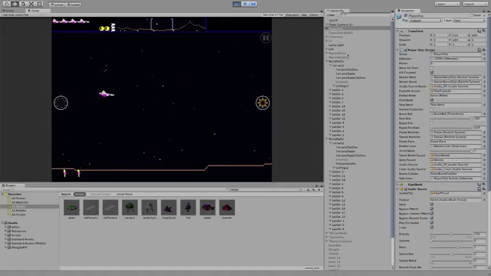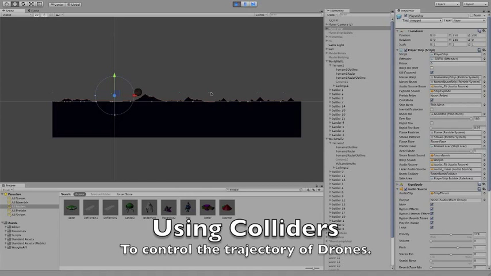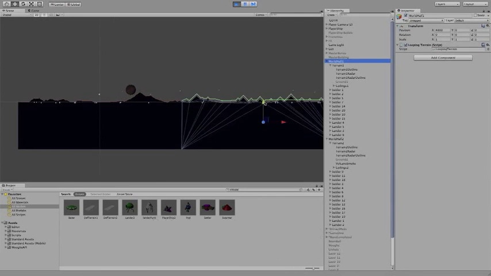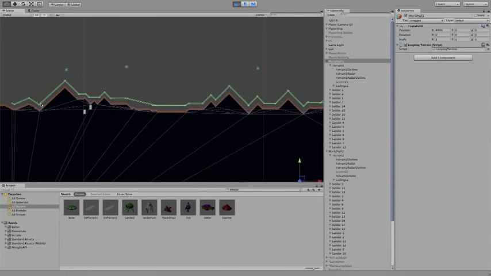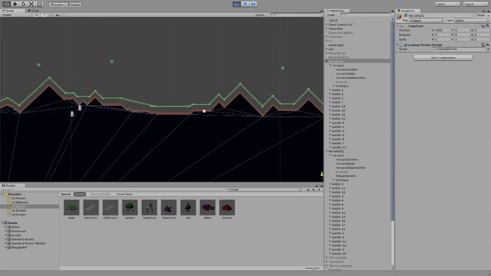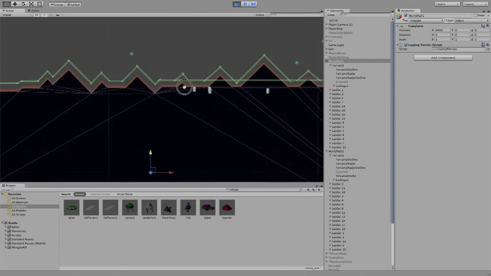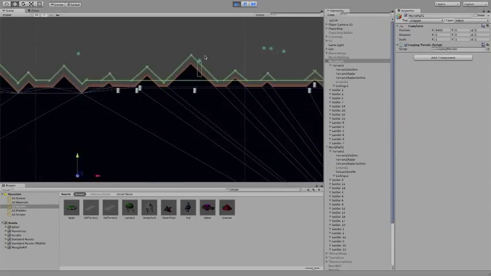I'm still in super god mode. So if I go to my scene now, watch the little green guys, and let me bring up some of this landscape here. And see, now all these little green boxes are just colliders. That's all they are. They're just plain colliders attached to game objects. And that's what they do.